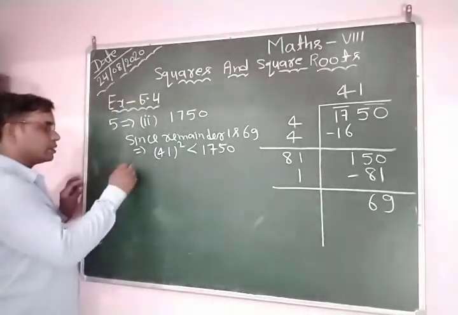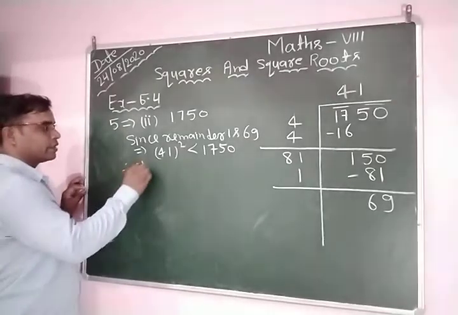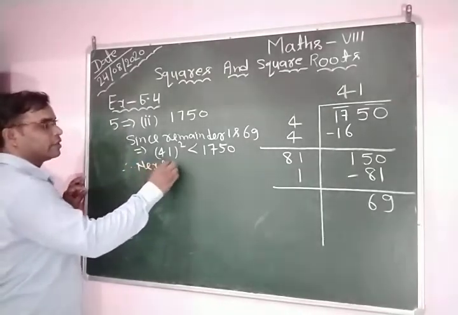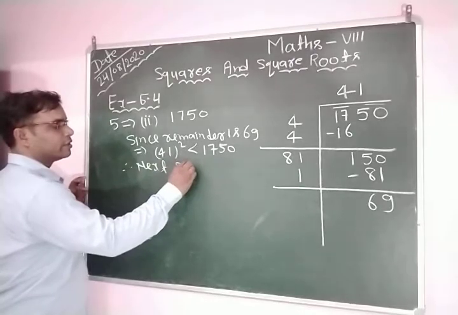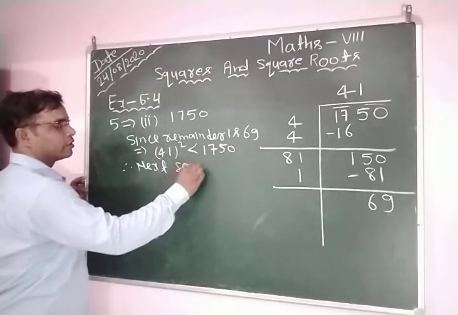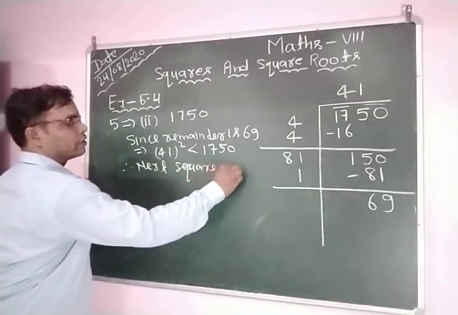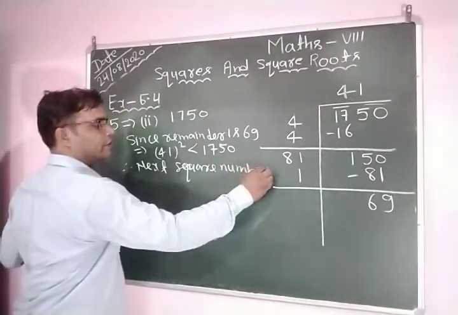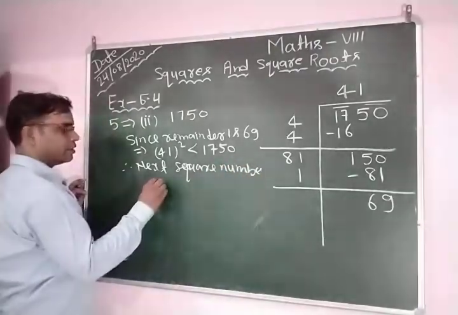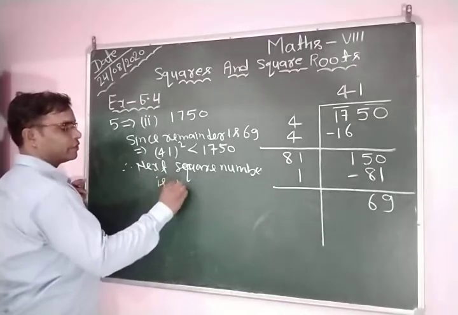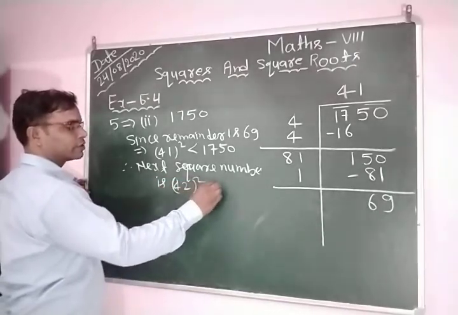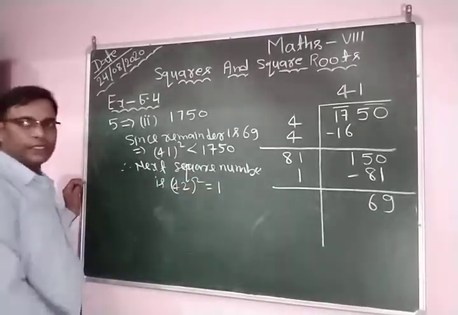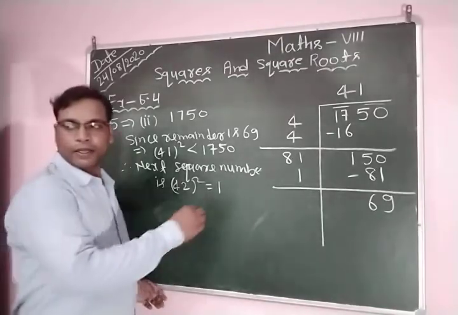Okay, so next square number is 42. Square of 42 is equal to 1764.